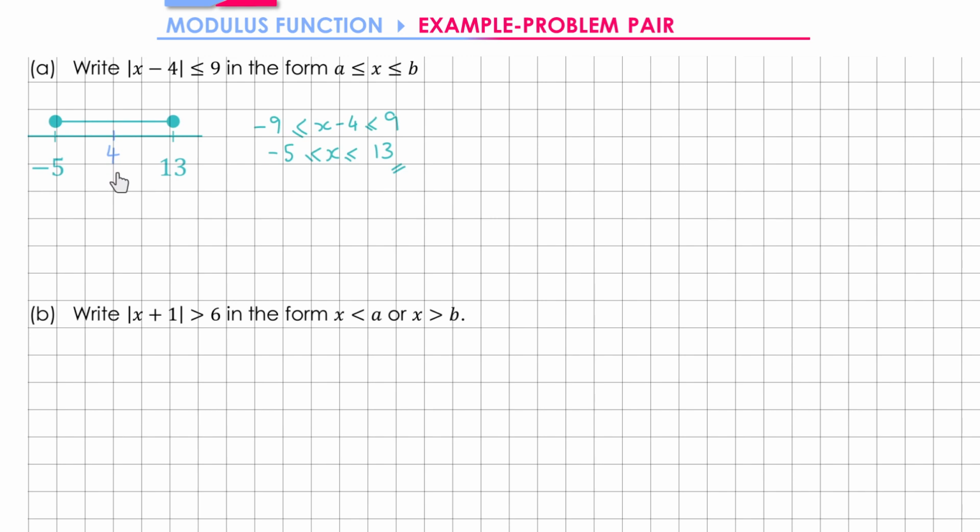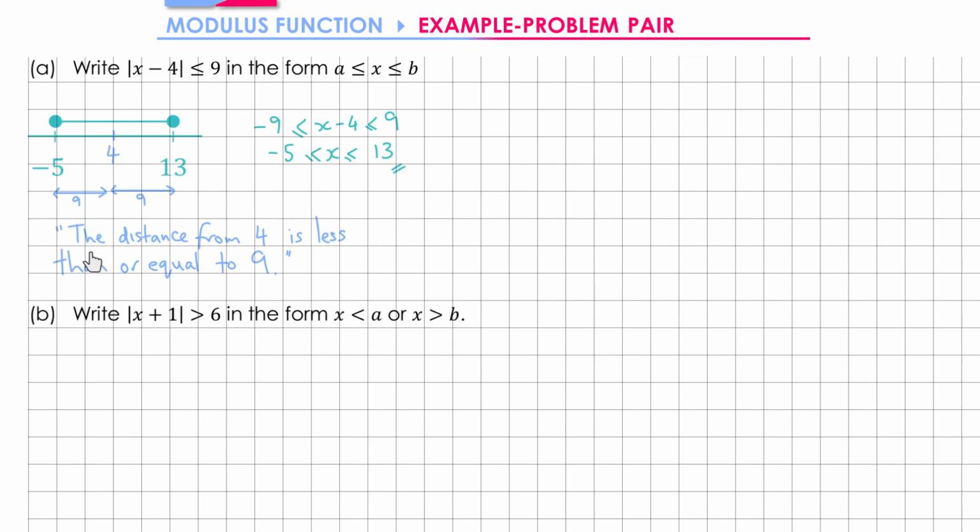And what I'd like to do is take a look at the distance between 4 and the endpoints of the interval either side. To get from 4 to 13 is a distance of 9. And to get from 4 to minus 5 is also a distance of 9. And can you see the links between these values here and the values in the original question? So one way of conceptualizing this modulus inequality here is as follows.